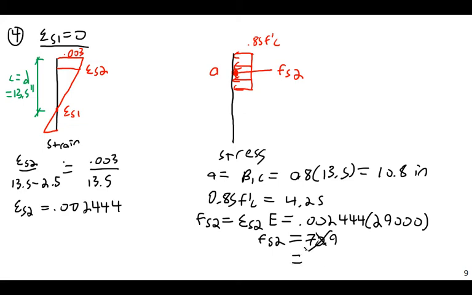So we're going to limit this. We can never get more than the yield stress. Fs2 is going to be equal to 60 ksi max. So regardless of what the strain would indicate, this is going to be limited to the yield stress. Again, if you remember our ACI stress-strain diagram for steel, we assume this kind of behavior, where you have elastic behavior right up to the yield stress, and then it just yields horizontally from there. That's our standard design assumption for concrete and steel design.